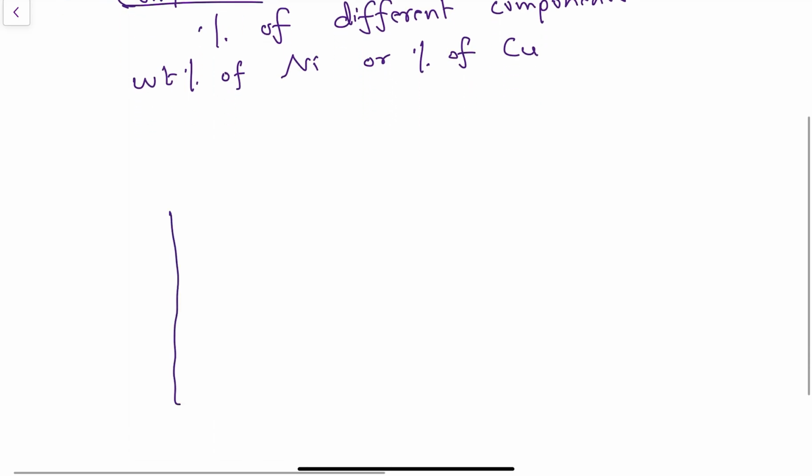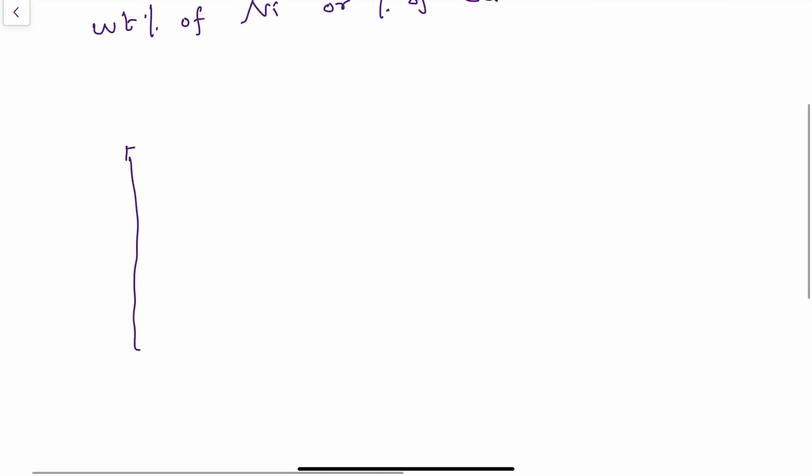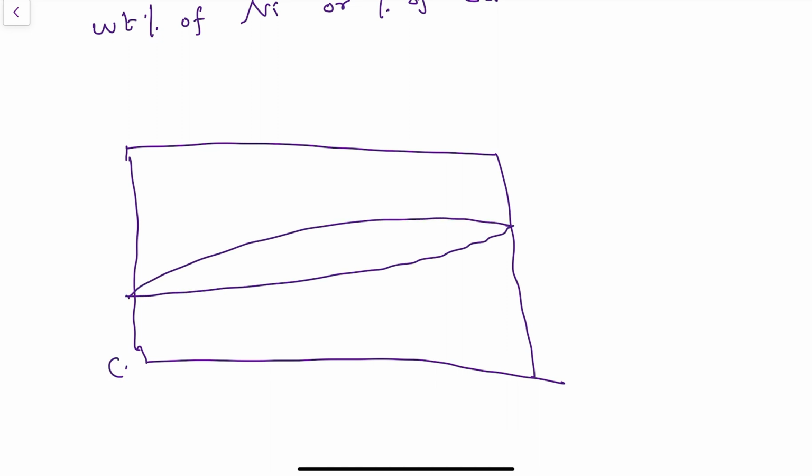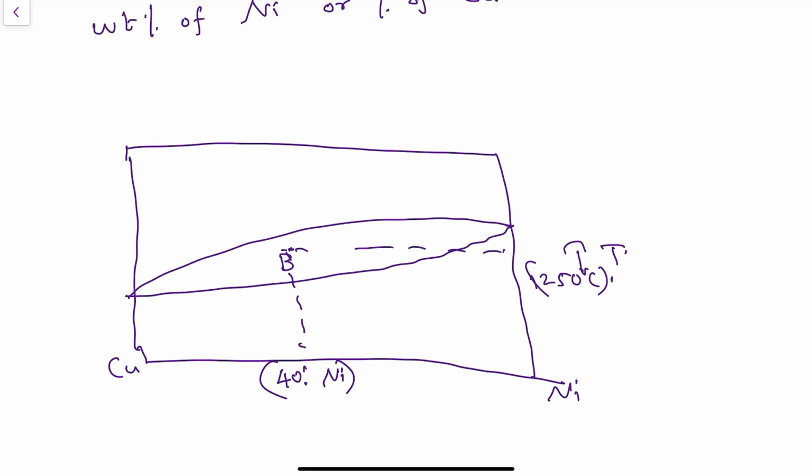So this is the example we are using. This is copper and this is nickel, and this is the temperature. Let the constitution point be here. We have already found the phases present at B. Now let it be 40 percentage nickel, and temperature let it be 1250 degrees Celsius. We need to find the composition of phases present.